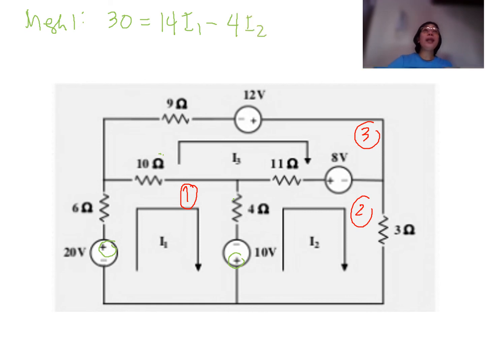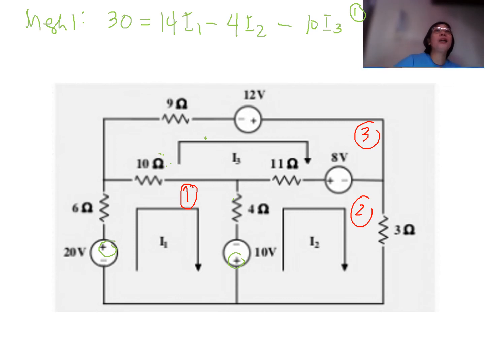Okay? And 10 here is also connected along mesh number 3, so we will treat that as negative. That is minus 10 I3. Okay? So this is now our first equation. Let us now solve for our second equation.